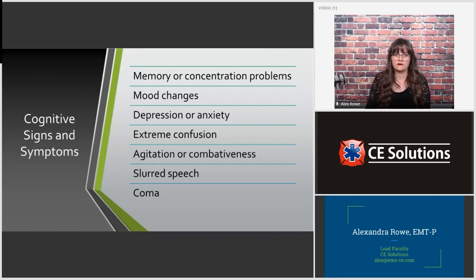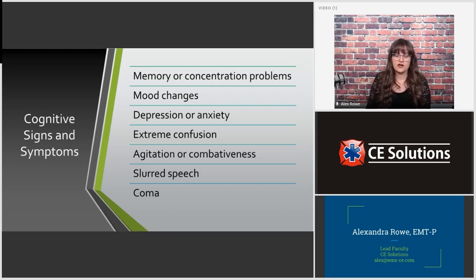Cognitive signs and symptoms. With the memory changes, this could be difficulty learning new information following the onset of amnesia. So, that's obtaining new information, right? Difficulty remembering past events and familiar information, retrograde amnesia. Oh, anterograde amnesia is the difficulty learning new information. Retrograde amnesia is previous information.